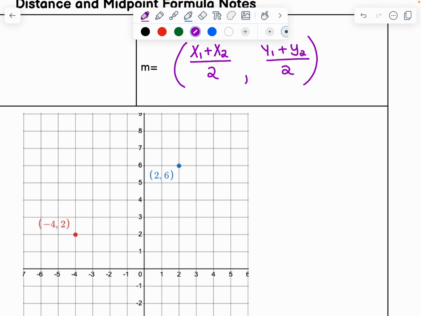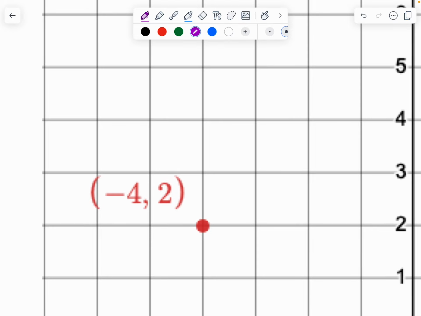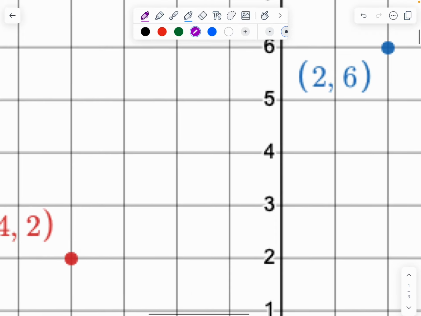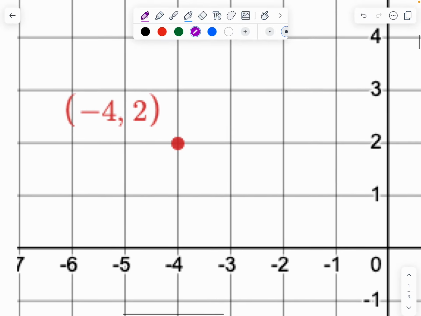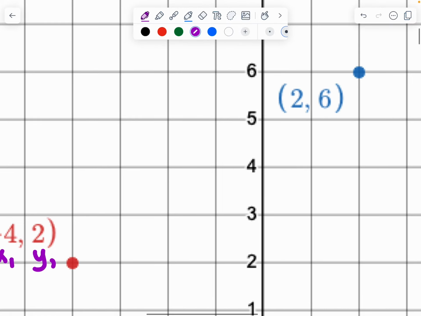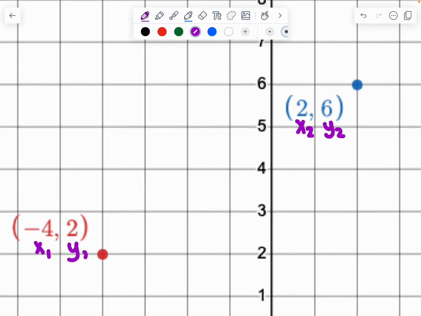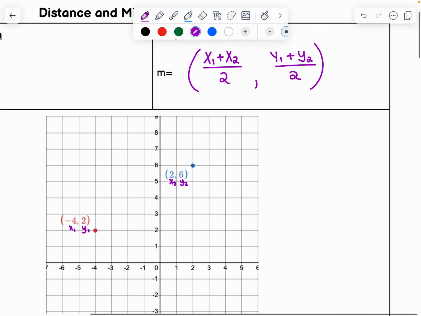And so the best thing to do to begin using the midpoint formula or either formula is to label your points. And so here we have a point, -4, 2, and we have another point, 2, 6. And so we're going to label this x1, y1 because we have an x and a y coordinate. And we're going to label this one x2, y2. And now we're going to plug into our formula.